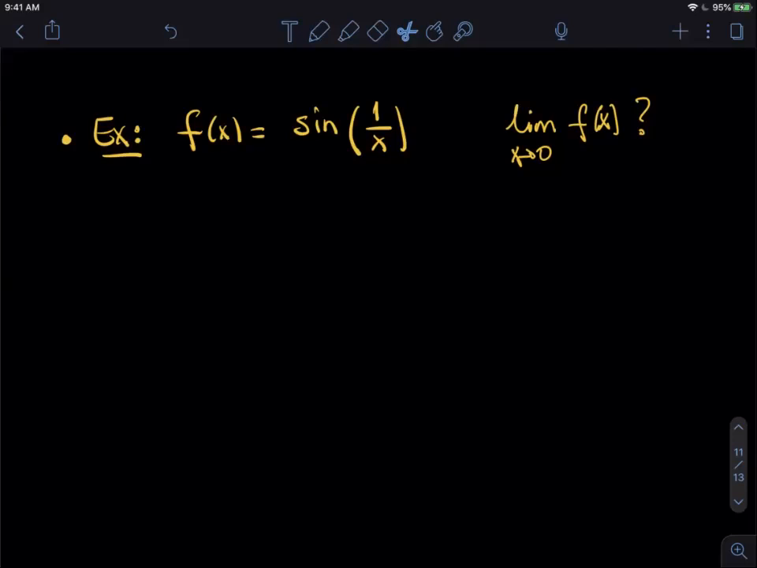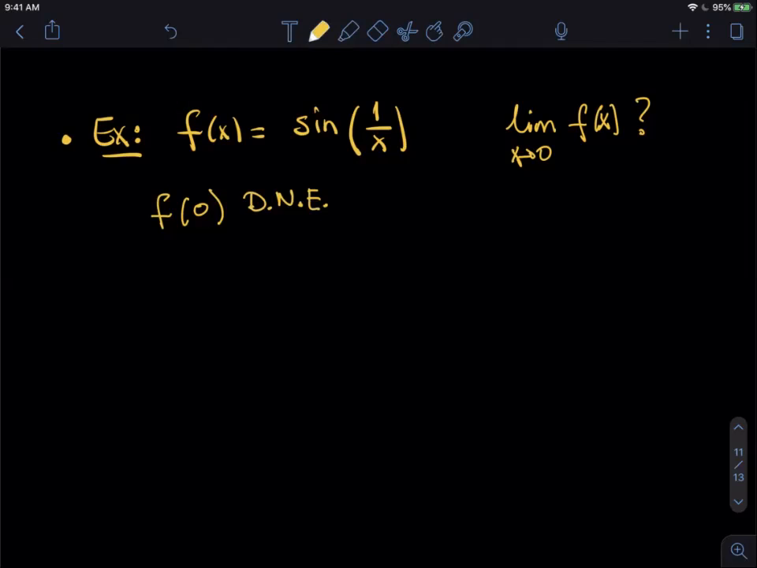Now, notice something. Here we cannot just plug 0 in the function because f of 0 is not defined, okay? It does not exist because we have 1 over 0. That's no good. So what do we do then? Let's try a few values, see if we can form a guess about what's going to happen.